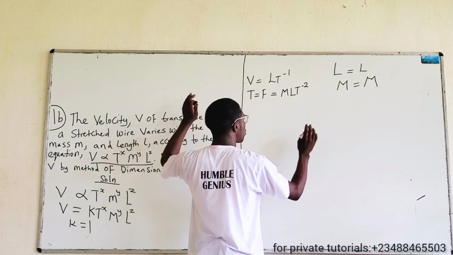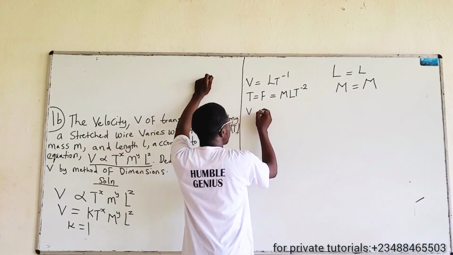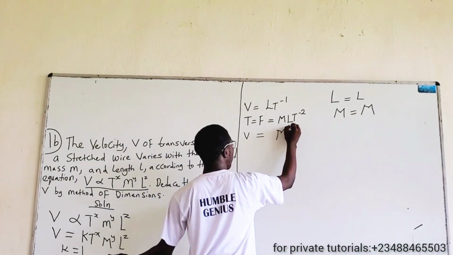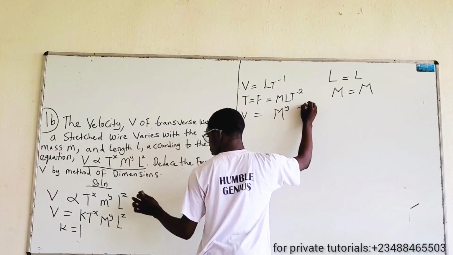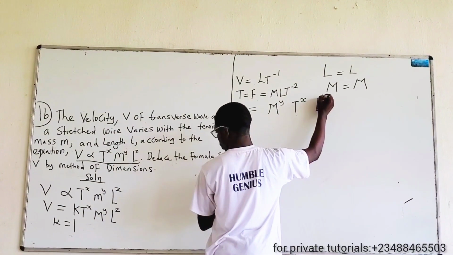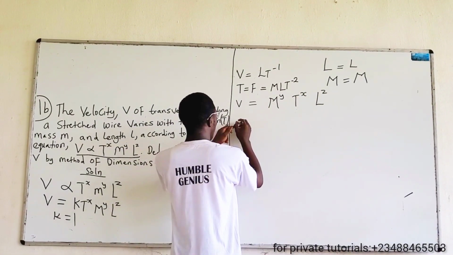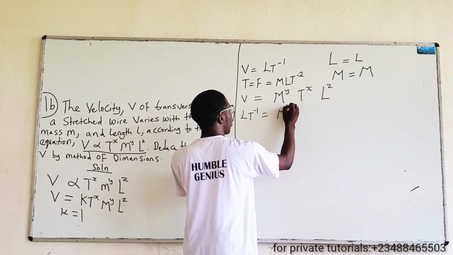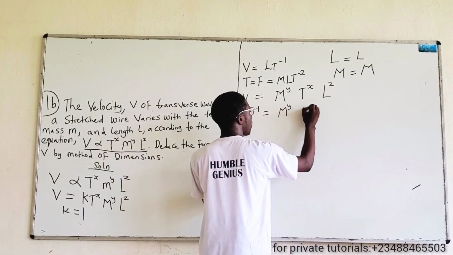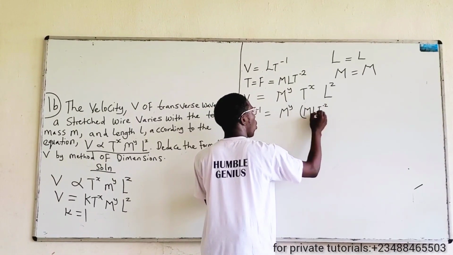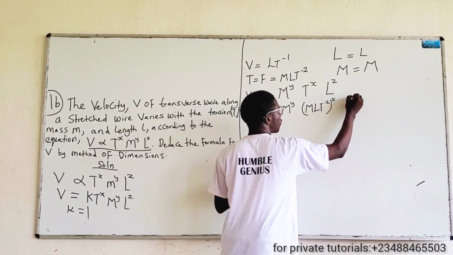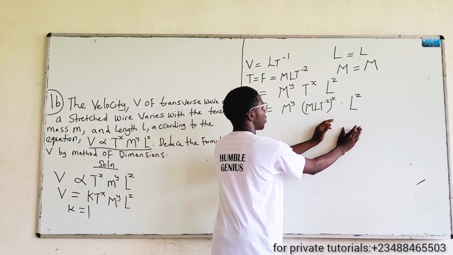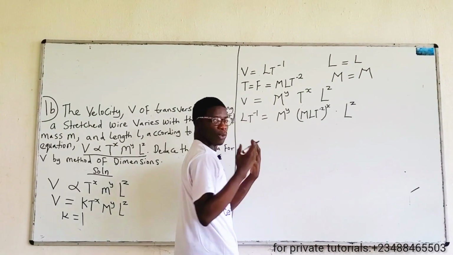All right. So let's substitute all. Substituting everything into this equation, m raised to power y, T raised to power x, then l raised to power z. So substituting the dimensions, I have for velocity: LT raised to power minus 1 equals M raised to power y, this tension, that's MLT raised to power minus 2 all raised to power x, right? Then I have my L raised to power z. Now I have to simplify what is on the right hand side. Hope you understand what I'm doing.